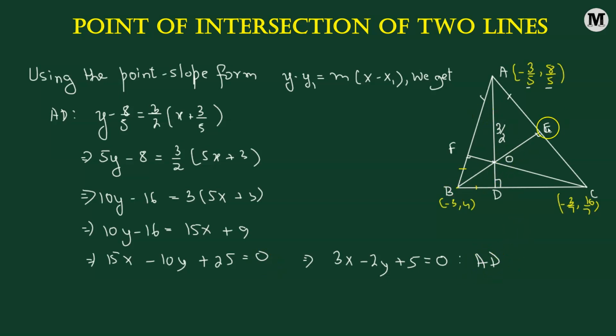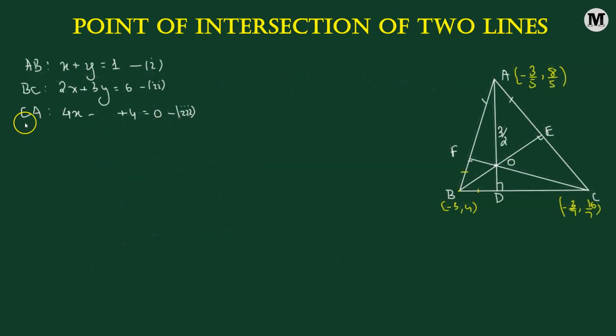Next, let's try to find the equation of the altitude BE. First, we are going to consider the side opposite to angle B, which is AC. We're going to find the slope of AC. To find the slope of AC or CA, it's the same thing, we're going to rewrite this equation. So we had 4x minus y plus 4 equals 0. So here y is going to be equal to 4x plus 4, which means that the slope of the line AC is going to be equal to positive 4.